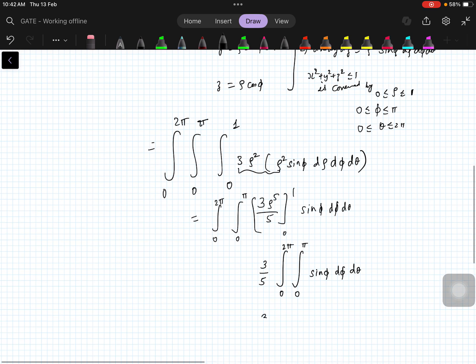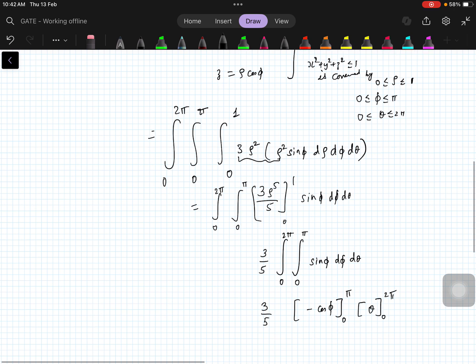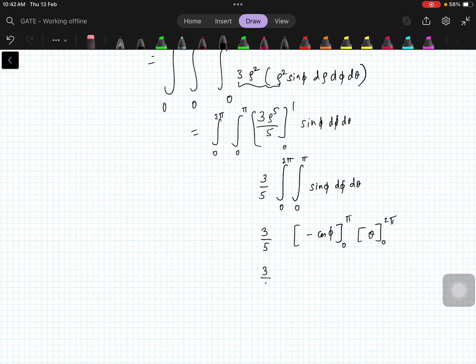So that will be 3 by 5 times minus cos phi from 0 to pi, and for theta 0 to 2 pi, everything is independent, so you can integrate like this. This is minus minus 1, minus 1, plus 1, and then you have 2 pi. So this is equal to 12 by 5 pi, and this is our outward flux.